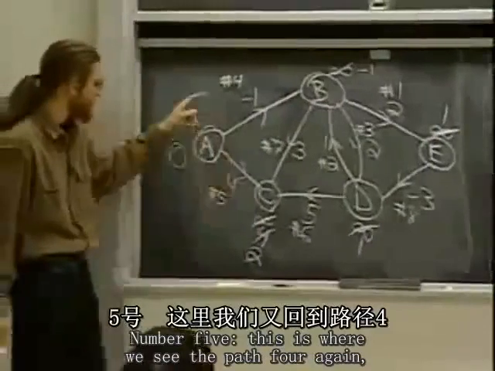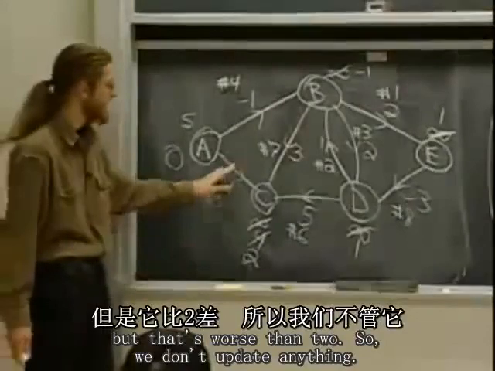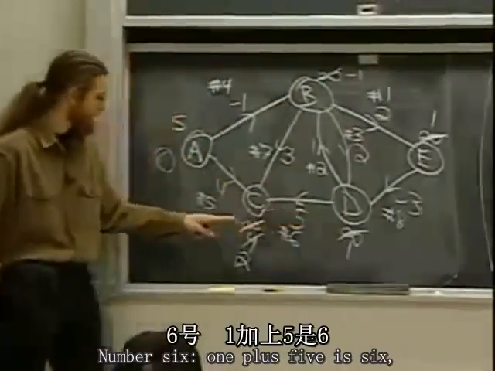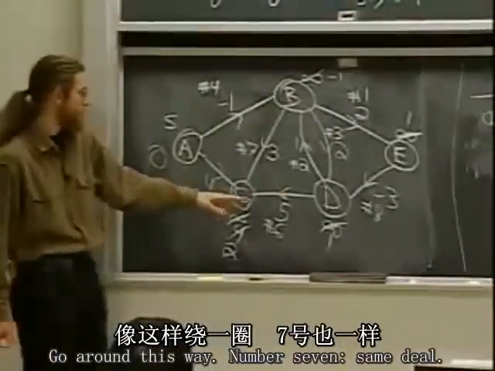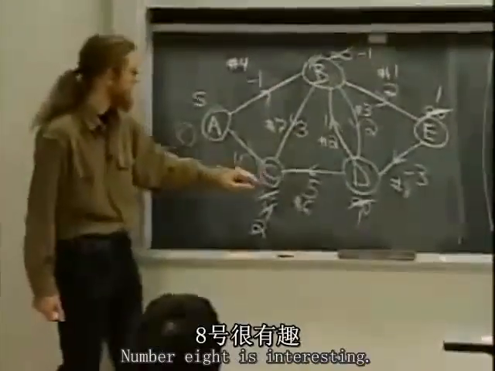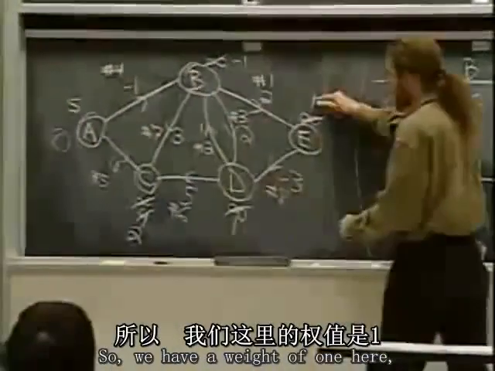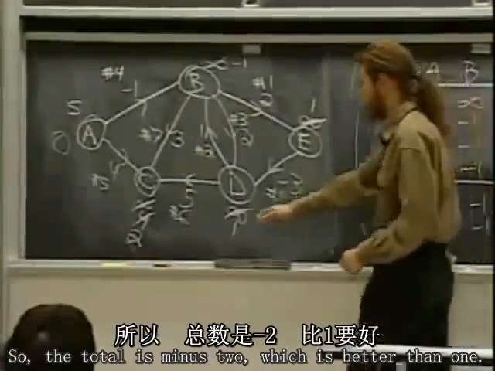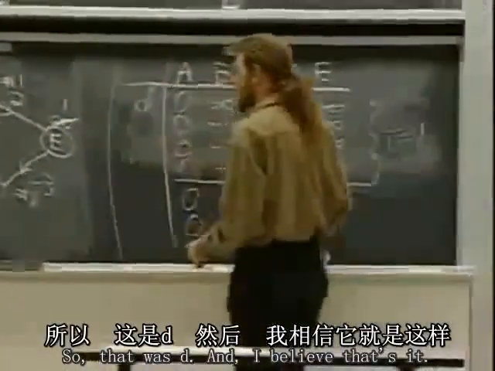Number 5, this is where we see the path 4 again, but that's worse than 2, so we don't update anything. Number 6, 1 plus 5 is 6, which is bigger than 2, so no good to go around this way. Number 7, same deal. Number 8 is interesting. So we have a weight of 1 here, a weight of minus 3 here, so the total is minus 2, which is better than 1. So that was D.